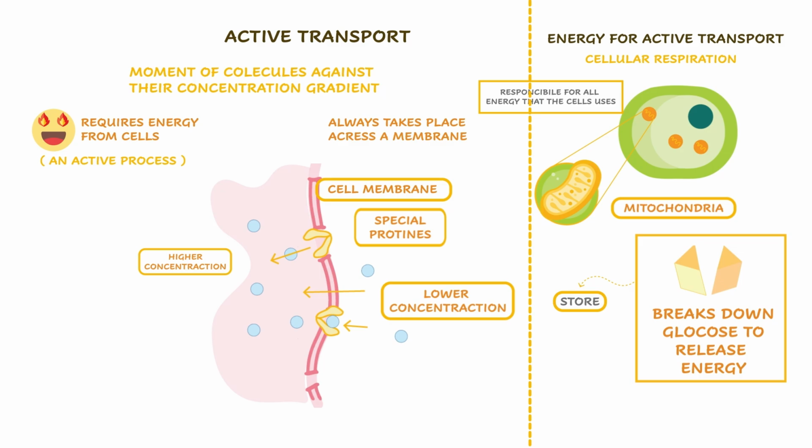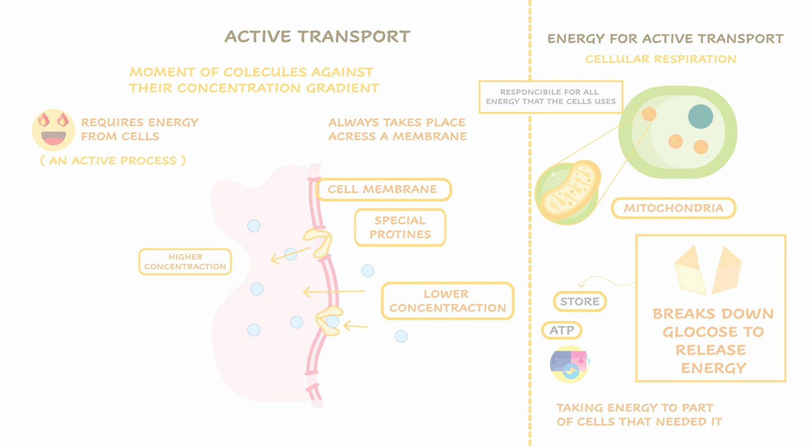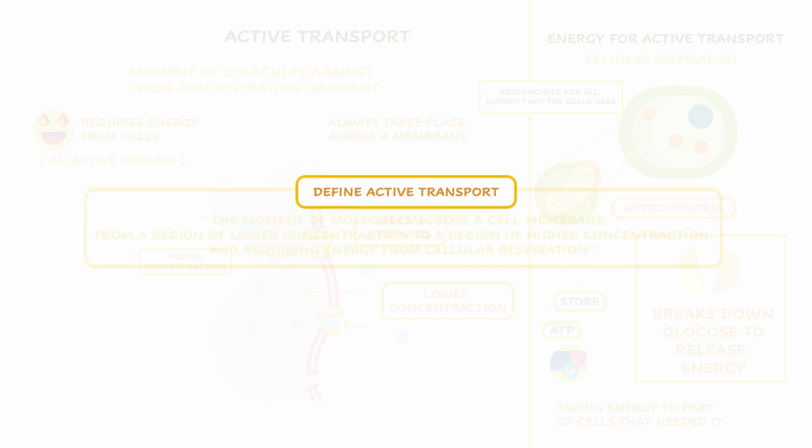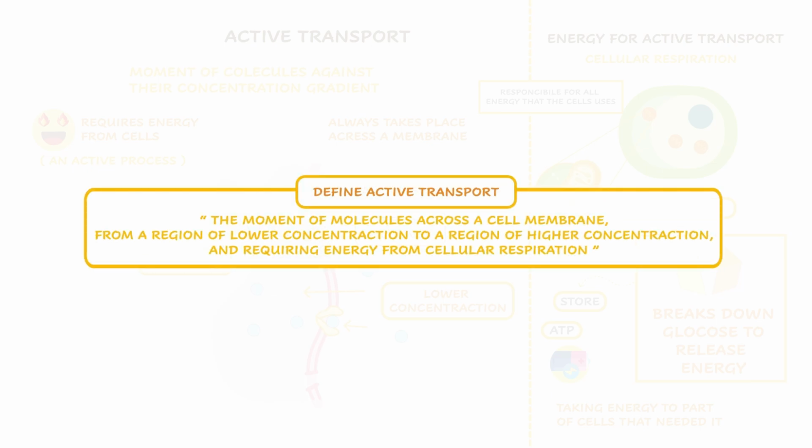The energy is stored in molecules called ATP, which function like tiny batteries, carrying energy from the mitochondria to the parts of the cell that need it. Now, summarizing what we've discussed, active transport is the process of moving molecules across a cell membrane from a lower concentration to a higher concentration, requiring energy from cellular respiration.